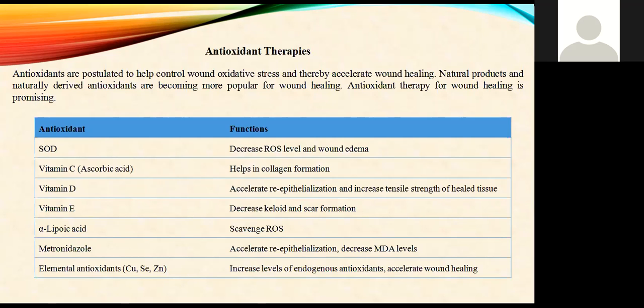Alpha lipoic acid scavenges the ROS. Metronidazole is an antibiotic. It accelerates reepithelialization and decreases malondialdehyde levels. Malondialdehyde is an indicator of oxidative stress. The elemental antioxidants like copper, selenium, and zinc increase the endogenous antioxidants and thereby accelerate wound healing. The next slide.